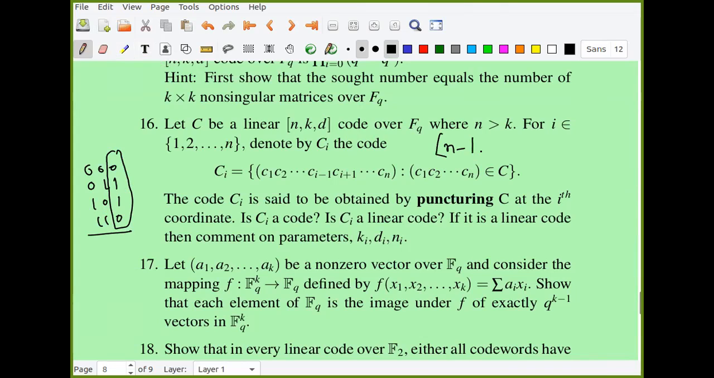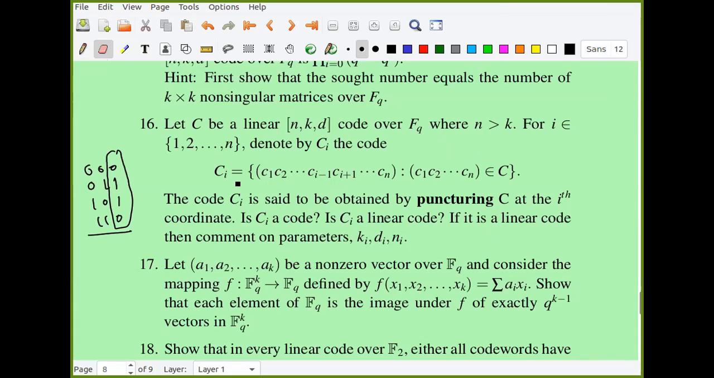And then what is happening to K? K will remain the same. So what is D? These are the questions. This is called puncturing of the code. Is it a linear code again? Yes, sir. Okay, again ask questions. If the sum of two vectors is in C, then automatically it is a linear code again, right?